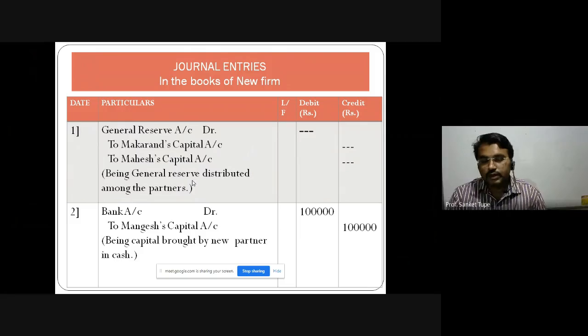जैसे इस example में एक entry होने वाली है that asset is taken over by the partner, that we will see. Okay, this type of entry you have to make of general reserve account debit to Makarand capital account, to Mahesh capital account. There is no general reserve in the balance sheet actually, so I have just given for information purpose. Number 2, bank account debit to Mangesh capital account. Mangesh is the incoming partner, new partner. He brought 1 lakh rupees. So bank account debit 1 lakh to Mangesh account 1 lakh.